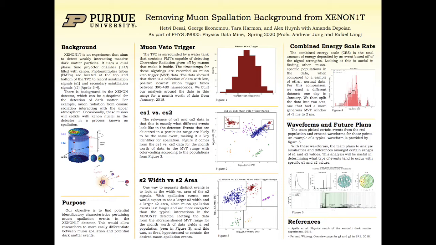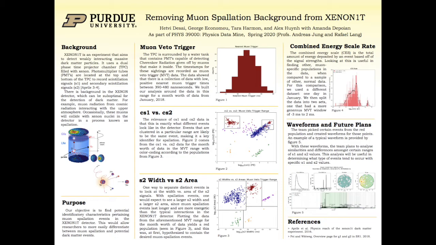To assist with the filtering process of the background data, the TPC is in a water tank that contains PMTs which detect Cherenkov radiation given off by muons that make it inside. The timestamps for these sightings are recorded as the muon veto trigger data. The time between the timestamps of when the Cherenkov radiation is detected and when the nearest muon event in time occurs inside the detector is what is given to us as the nearest muon veto trigger values.